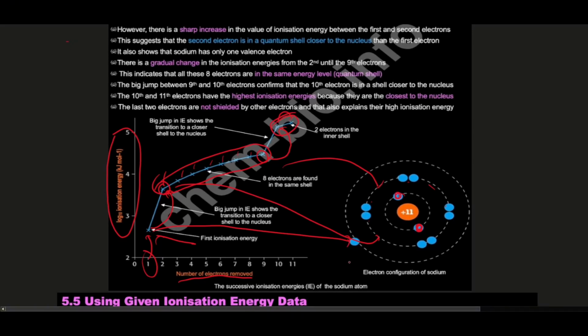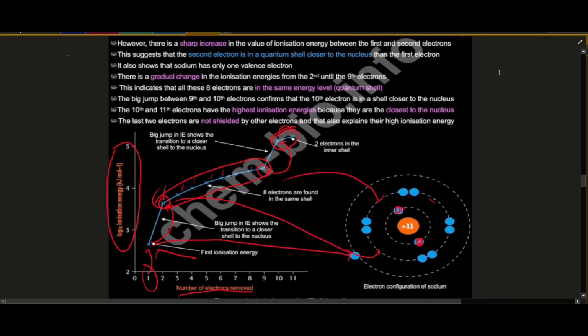Yes, you are removing the electron, but did you understand why the energy required to remove each and every electron is increasing? Because the shell is changing. Did you understand? So this proves what? All the electrons which are removed from the same shell have the same energy. So as a result, they will have comparatively similar successive ionization energy basically.